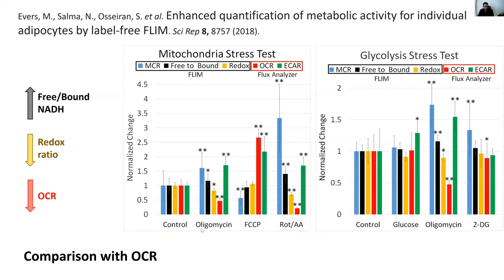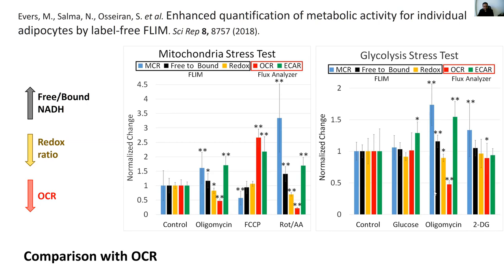And if you look at the mitochondrial stress test by oligomycin, FCCP, and rotenone, you see oligomycin increases the free to bound NADH ratio, these 2 go down. FCCP, it doesn't change a lot, decreases slightly, these 2 go up. Rotenone, this goes up, this goes down. What about glycolysis stress tests? Glucose, oligomycin, 2DG, you look at the glycolysis, and again, if this goes up, this goes down, this goes up, this goes down.